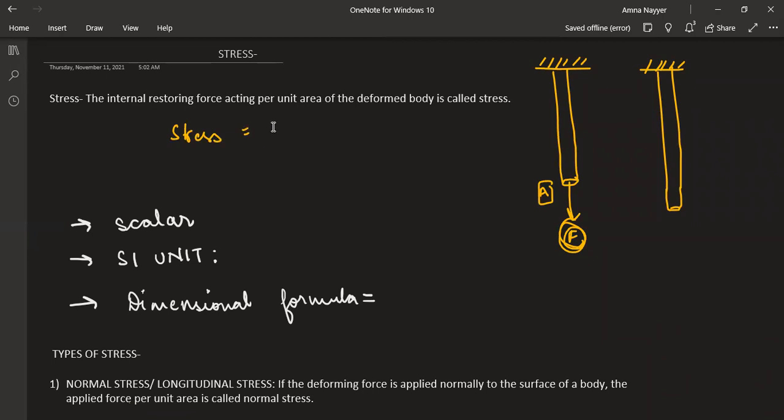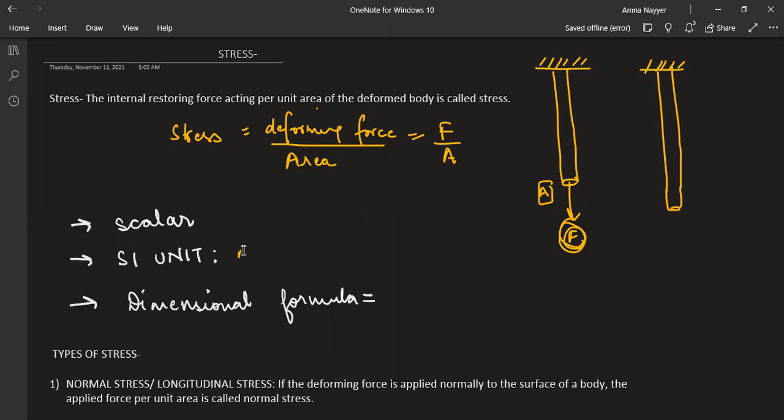Stress is basically deforming force per unit area. Force per unit area. Fine. So see, it's a scalar quantity. It's exactly similar to pressure. For pressure we write force per unit area, thrust per unit area, that is the perpendicular force. Here the force is the deforming force, and the cross-sectional area or whatever is the area, that is known as stress.